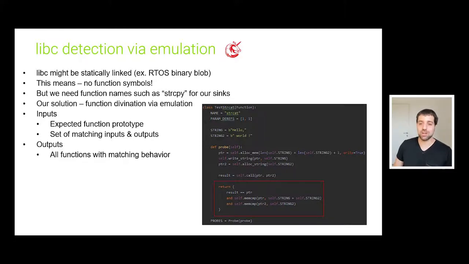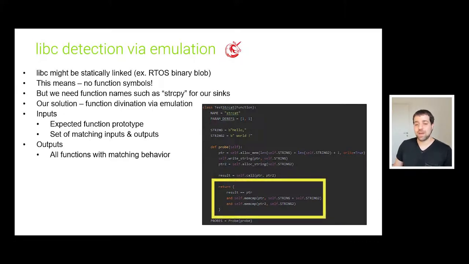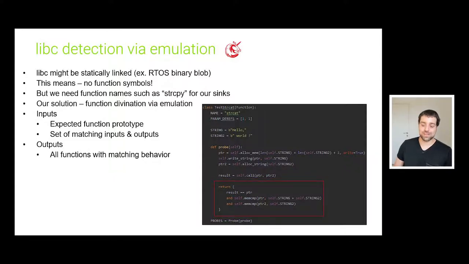We use the Unicorn engine, as you can see here. We call the function, and then we check if the output of the function matches our expected test case. In this specific case, we check that the return value is the same as the first argument, which is the output argument. And we check that the string was concatenated in the output. Of course, this is just one test case for one function. You want to run multiple test cases in order to make sure you're not confusing, for example, strcpy with memcpy if your test cases aren't unique enough.